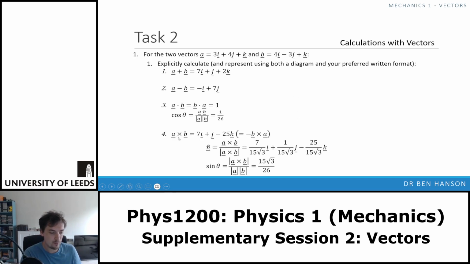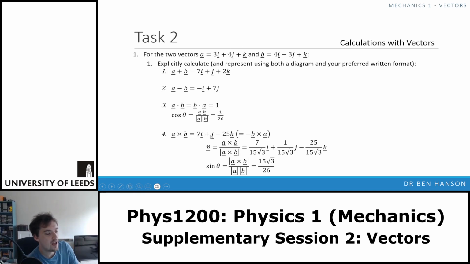A cross B, bit harder, but we're using the rules given to us before. So i cross i is 0, i cross j is k, j cross k is i, those rules. So let's get the i components first. The i components are going to be j cross k, which is 4 lots of i, and k cross j is minus 3 lots of minus i. So that's 3 lots of i, 4 lots of i, 7 lots of i.